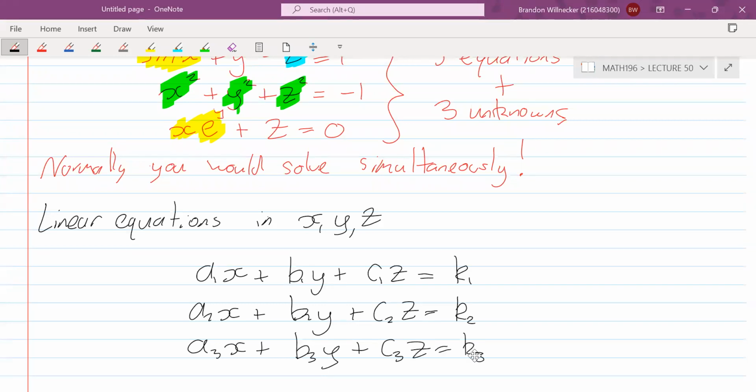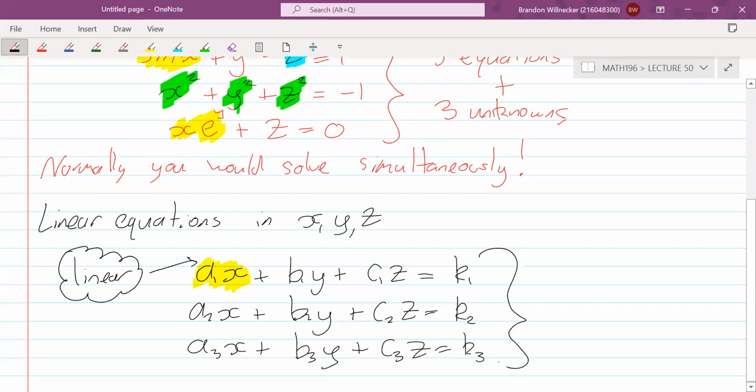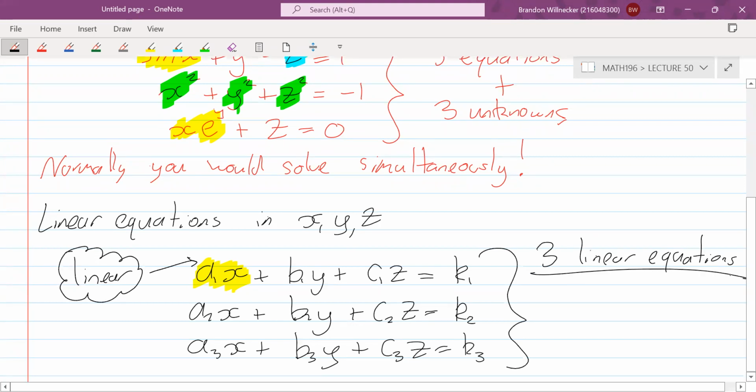So you see that all of the x, y, and z terms are linear. You're just multiplying them by some constants. So this is what we mean by linear. Here we have three linear equations with three unknowns.